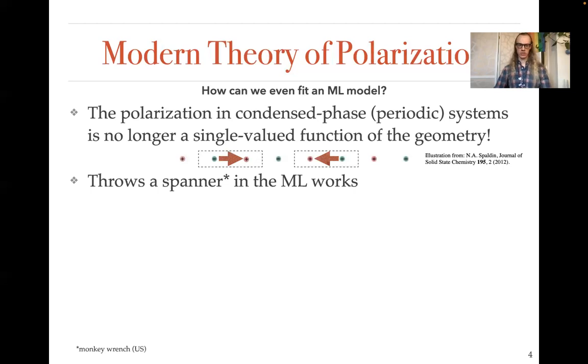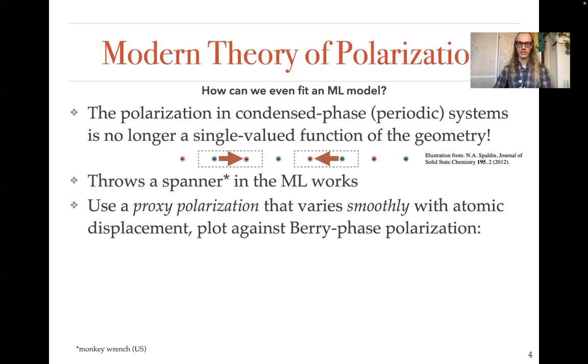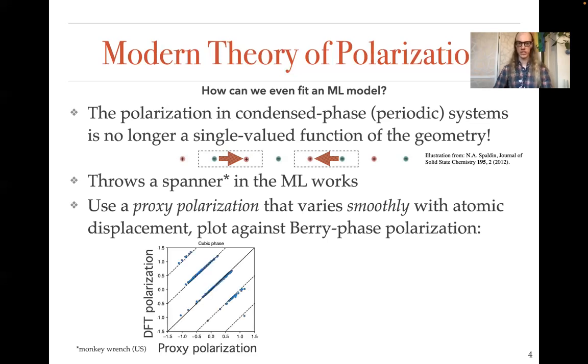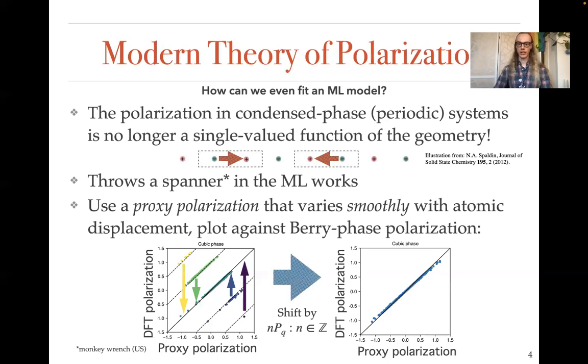Now, it seemed this would really throw a spanner in the works and not let us fit a machine learning model to this function because, well, it's not a function. It's a multi-valued object. But it turns out we have a way around that. If we find a proxy polarization that varies smoothly with the atomic positions and is a single valued function, we can plot that against the Berry phase polarization we get from DFT, and we see it very neatly separate into these different branches that we can then all fold onto one, which we can do because they're all equivalent, and get this nice single valued function that we can fit with our machine learning model.